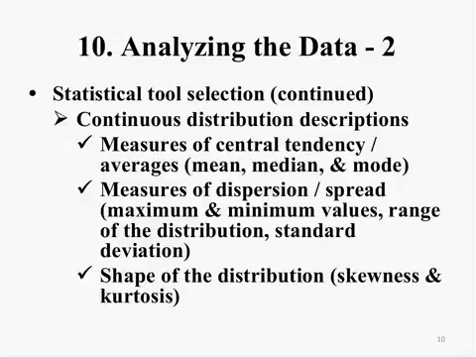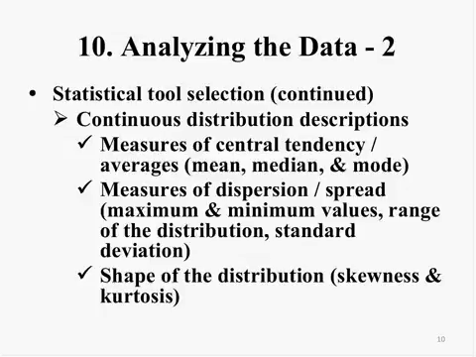We're talking about continuous distribution descriptions. And there are three types of measures that we want to talk about. First, measures of central tendency. These include the mean, the arithmetic average, and the median, and the mode. We'll talk about those more in just a moment.